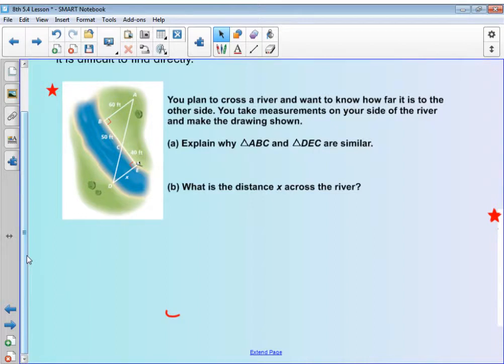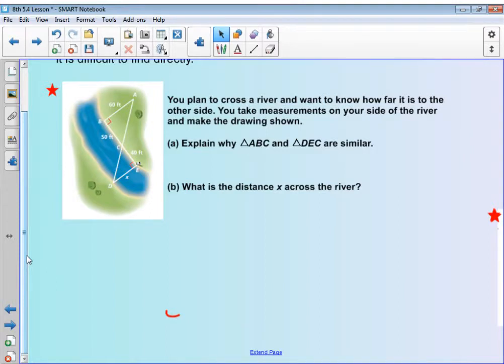It says you plan to cross a river and you want to know how far it is to the other side. You take measurements on your side of the river and make a drawing scale. Explain why ABC and DEC are similar. And then what is the distance X across the river? So explain why they are similar to each other.